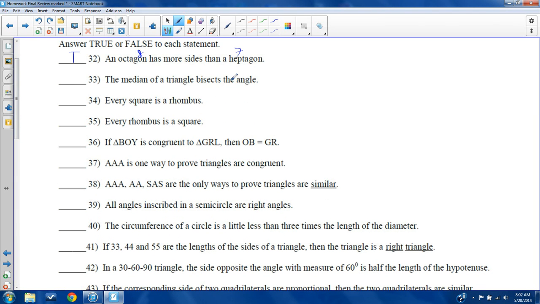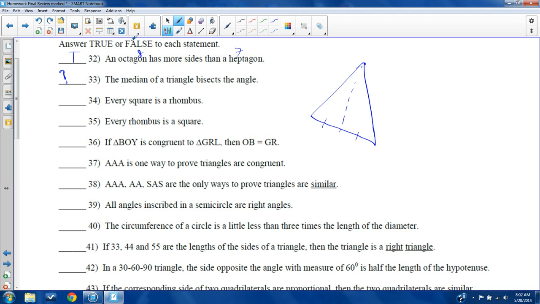Median of a triangle bisects the angle. I don't know if that's true. A median, I do believe, is something that... Shoot, what's the median of a triangle? I think the median is something that crosses through this side over here. Is it always true that when it's opposite that it bisects? I don't know if that's true. That's a question mark. I'm sorry. I am genuinely sorry. I don't know if that's true or false.